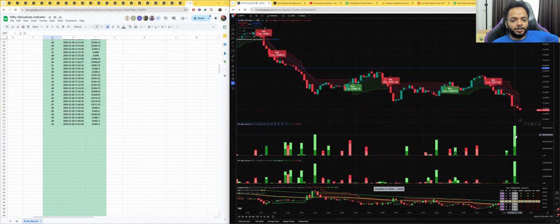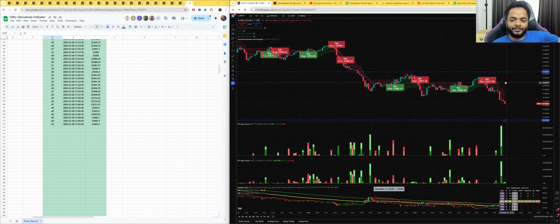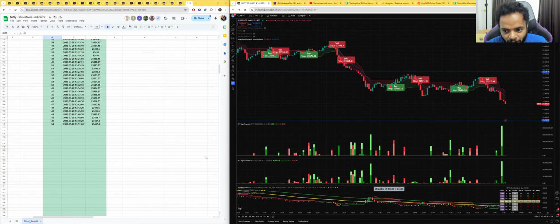So how much put writing happened here? This is a big amount, 60 cr, but again, as I said, if I don't see a reversal, I won't be going in. Also our AI money flow is deeply negative, so it's not a good sign for the bulls. But the big institutions, you don't know what they know.